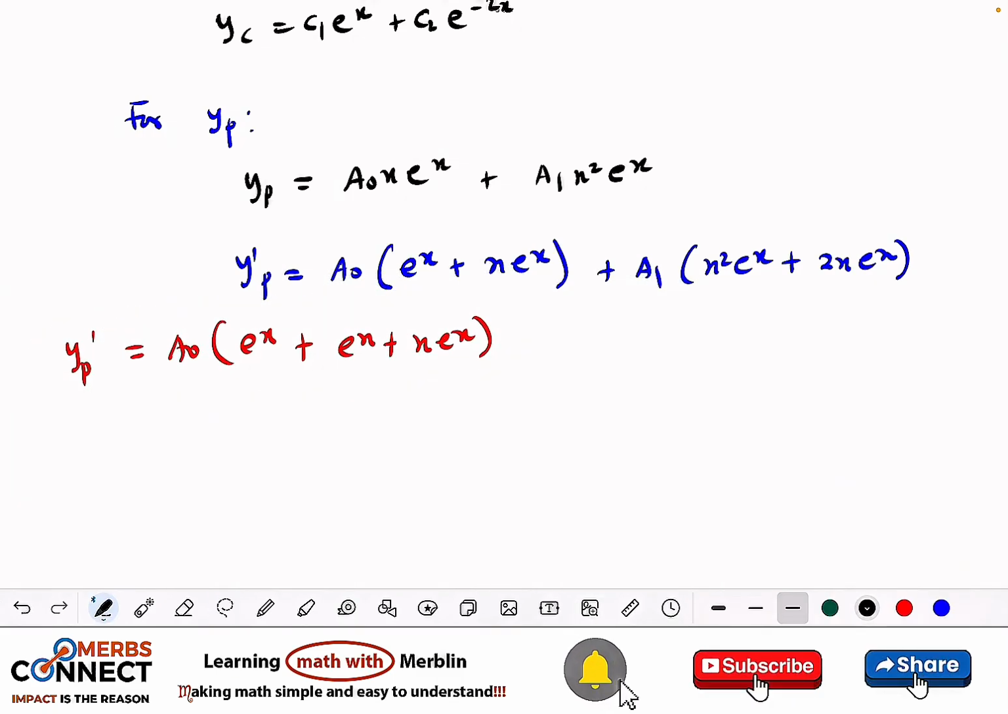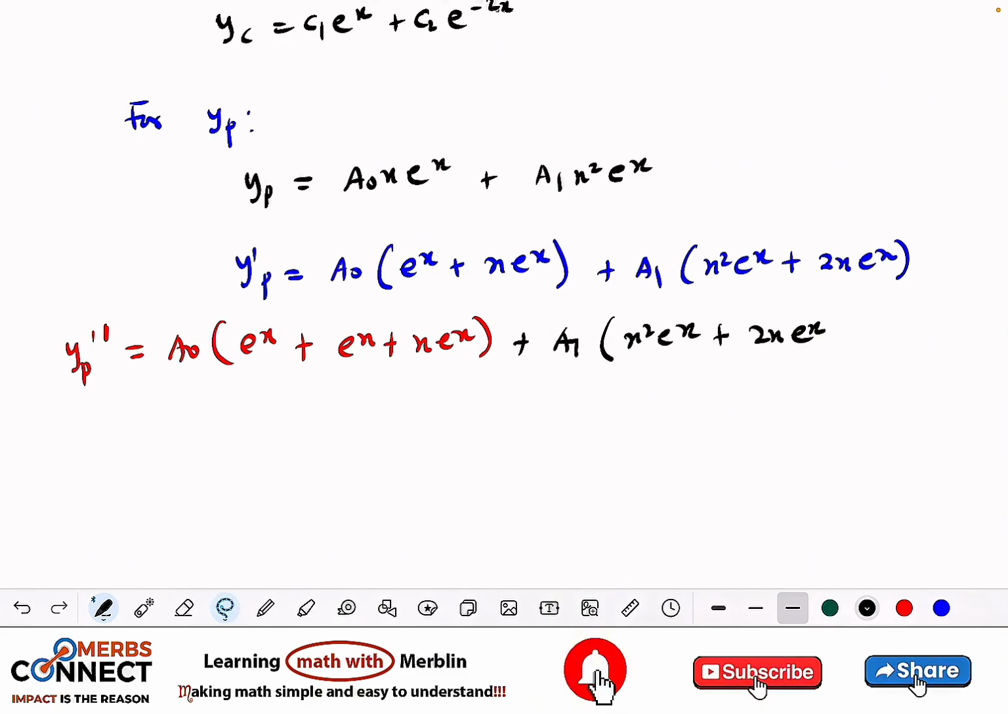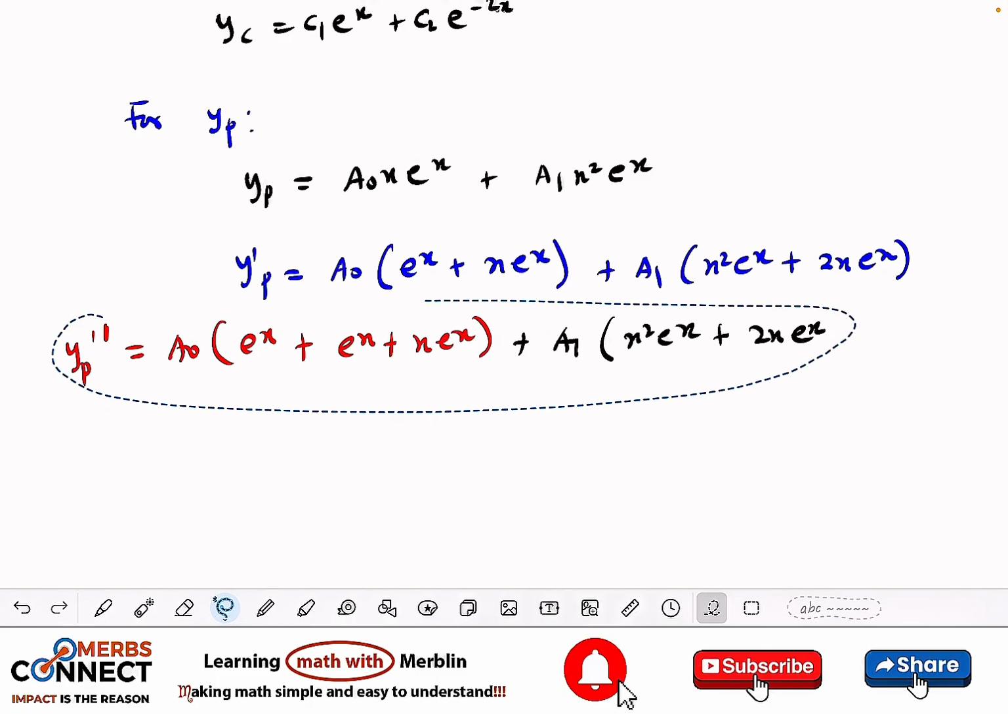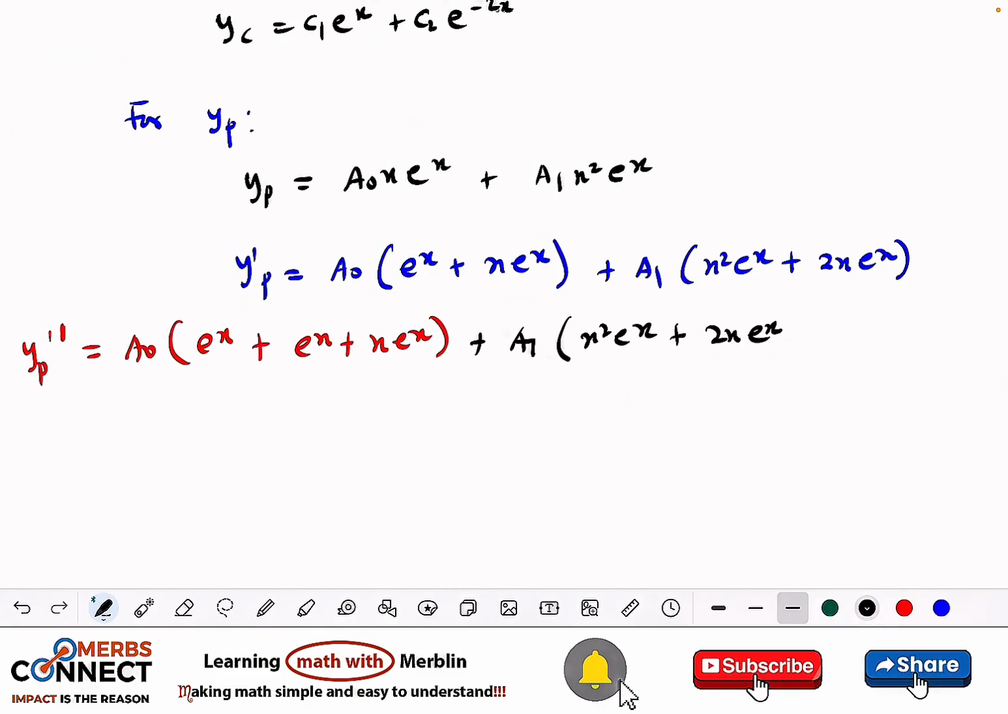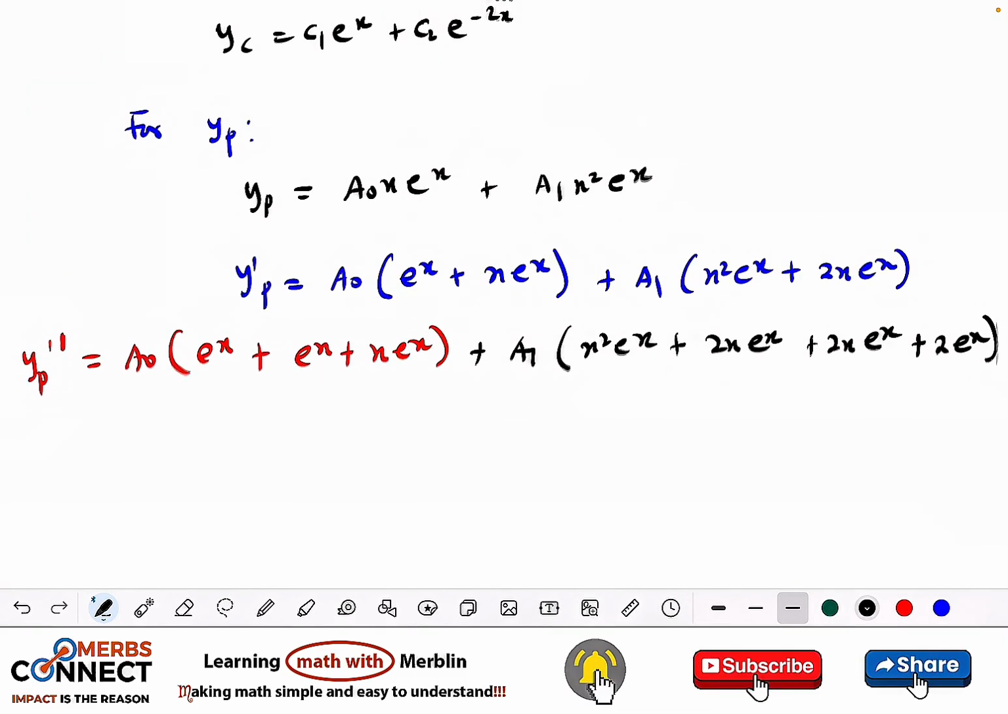Plus a1, when I differentiate this here, I'm going to have x squared e to the power x plus 2x e to the power x by the product rule. Then the last one is when I differentiate what is also there. This one we have 2 in addition. So when I maintain 2x first and I differentiate e to the power x, I get the same thing. Plus now I differentiate 2x, I'm going to have 2 and then I maintain this. So this is going to be my function.